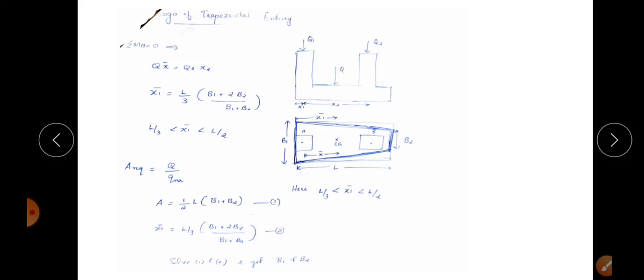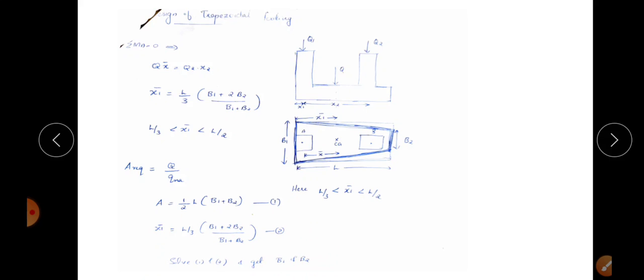So in this case, for design of footing, we have to find the dimensions, that is L, B1 and B2. From this equation, if we solve equation 1 and 2, we will get B1 and B2. L will be obtained from the previous step. So next we have to calculate B1 and B2. In order to calculate B1 and B2, equate the equation of area and equation of centroid, and by solving these two equations we will get B1 and B2. So that is the design.